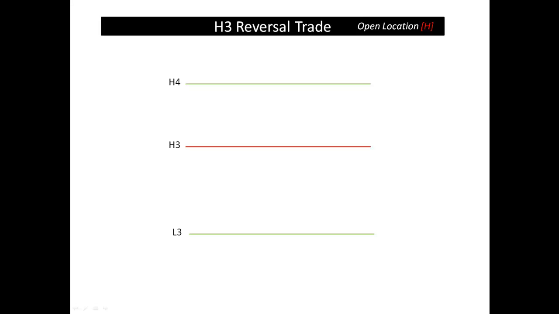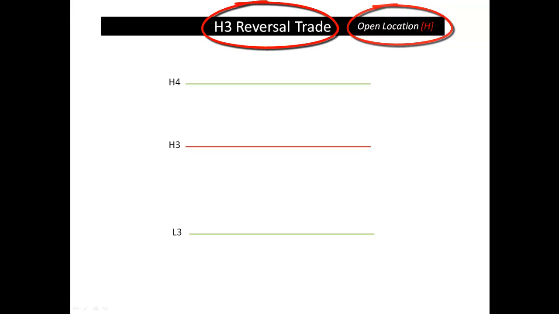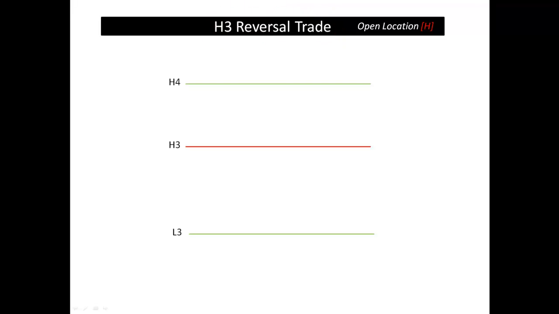Okay, so now let's move on to the high zone, open location H. Okay, and we're going to talk about the H3 reversal trade when we open in H3. Now, it's a reversal trade because if you open in the high zone, then that's a pretty bullish open. Okay, you're opening above value in the H zone, and what you want to watch for is H3 to hold as support. And if it's a reversal, then of course that must not have happened.